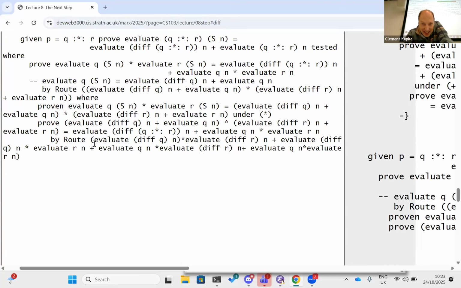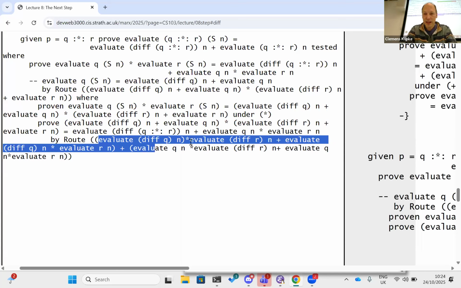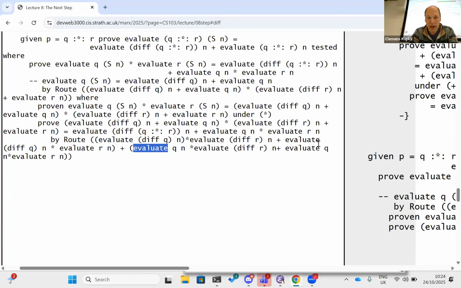Okay. So basically, the bracketing also makes it clearer what actually happened, I think. So we just can do this. I'm just grouping it now into the way we multiplied it out. So we have first here, this is the stuff that happens if you multiply evaluate diff qn with everything in the next sum. And this is what happens if you multiply evaluate qn with everything on the right.